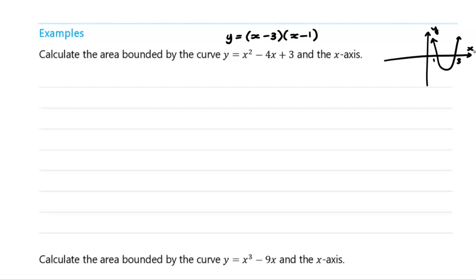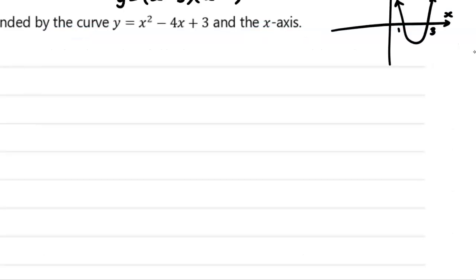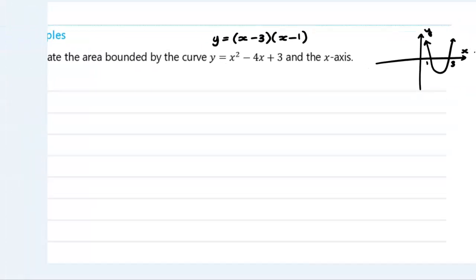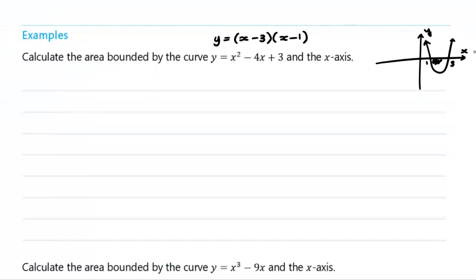Now, if we're interested in finding the area bounded by the curve and the x-axis, that's going to be in this region here, between 1 and 3. But the issue is, if we just find the integral between 1 and 3 of x squared minus 4x plus 3 with respect to x, that would give us a negative value. So, there are a few ways we can deal with that.